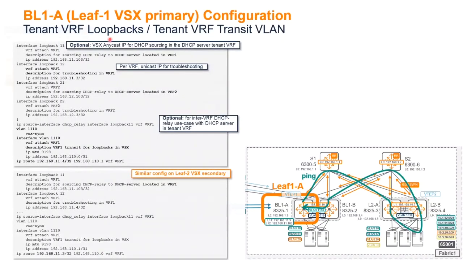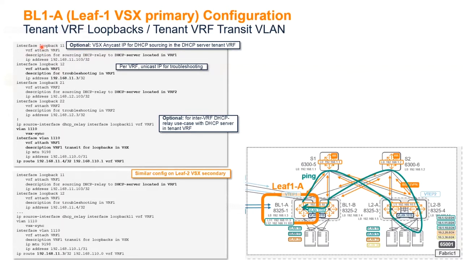So optional for the tenant VRF, we have some loopbacks to be defined. If your DHCP server is inside the tenant VRF, think that you need to have some anycast. By anycast, I mean an IP address that is identical on the VSX primary and secondary in order to source that DHCP relay request to the server. And that is inside VRF1. So pay attention to that one, but this is optional. Maybe you don't have the DHCP server in that VRF1, so then you do not need that loopback.